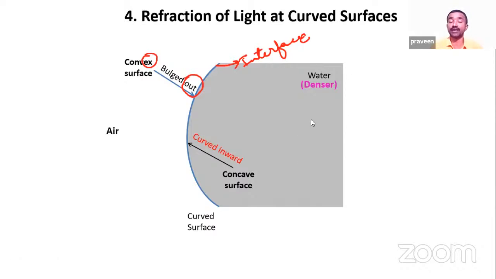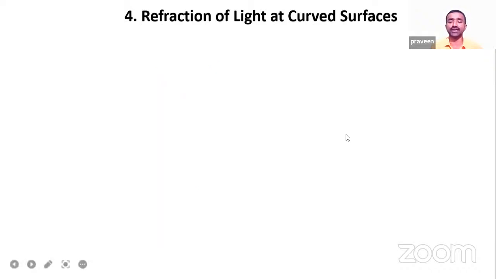Then they may be separated by two different mediums. One is air and the other is water. Air is considered to be the rarer medium and water is considered to be the denser medium, so we notice that every time. The surfaces around that curved surface may be rarer or denser. Now we are trying to focus on the terminologies.